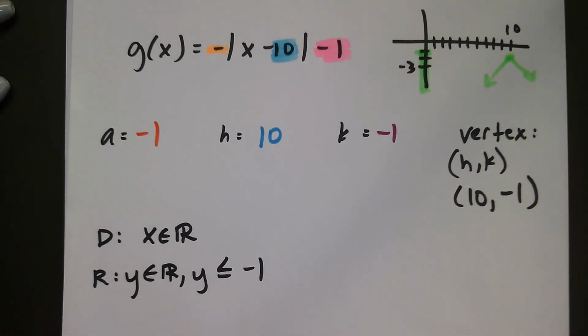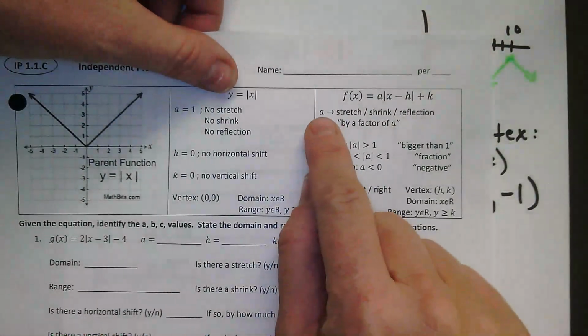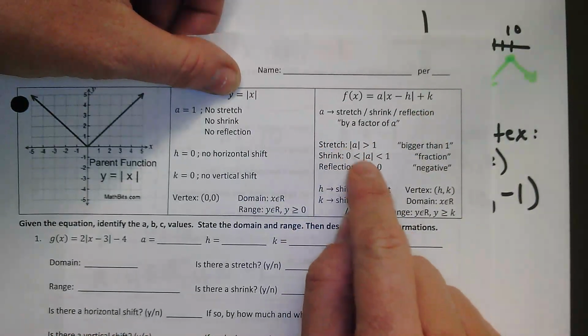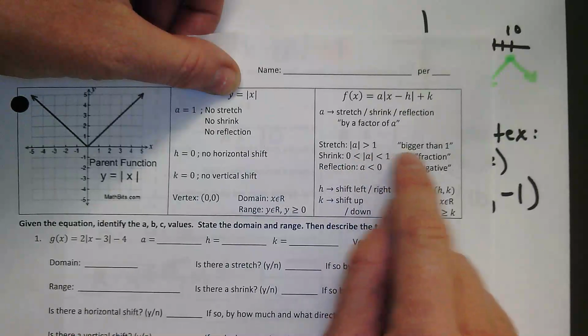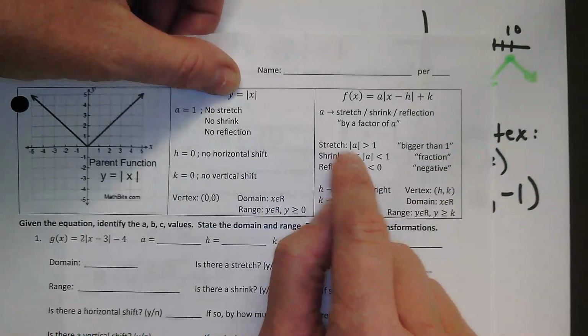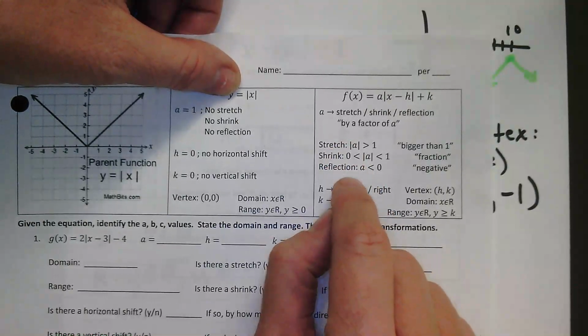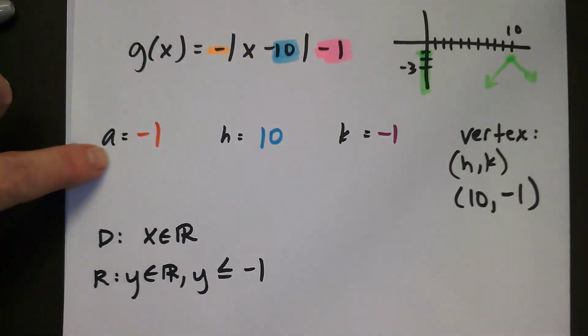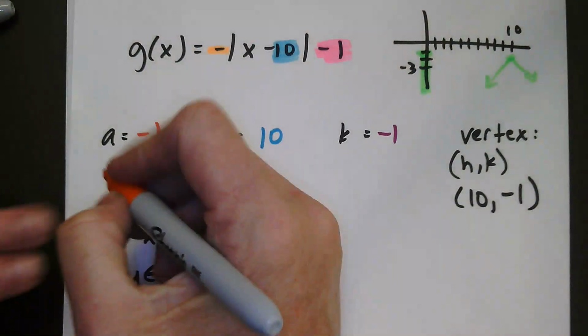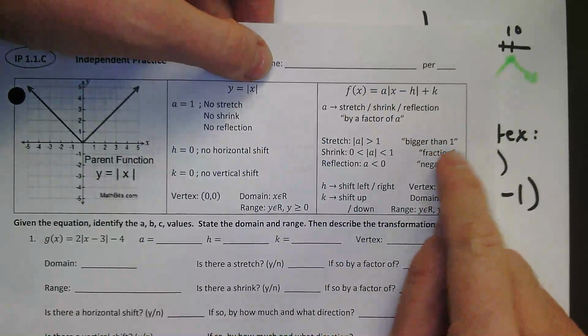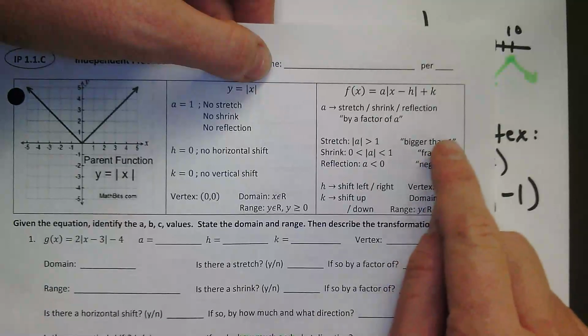Okay, so now we need to talk about the stretch and the shrink, and that comes from a. It's right here on our independent practice 2 as well. The a will give you the stretch, the shrink, or the reflection. It's a stretch or a shrink based on whether the number is bigger than 1 or a fraction. So I put bars around it because we don't really care about the sign on the a value for stretch or shrink. We care about the sign for the reflection. So my a value is -1, and the absolute value of -1 is 1. So really I'm looking at this to decide a stretch or a shrink. And 1 is neither bigger than 1, nor is it a fraction between 0 and 1.